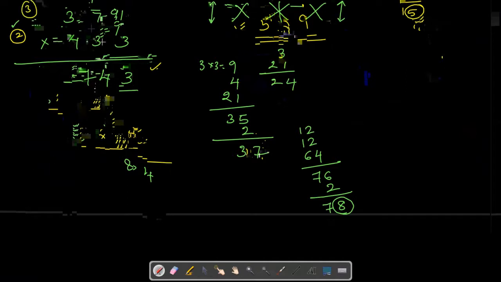In the next step, I'll be adding 7 times 4 is 28. 28 plus 12, it gives me 40. 40 plus 3 is 43. So what I'll be taking? I'll be taking a 3 over here and I'll be taking a 4 as carry forward.